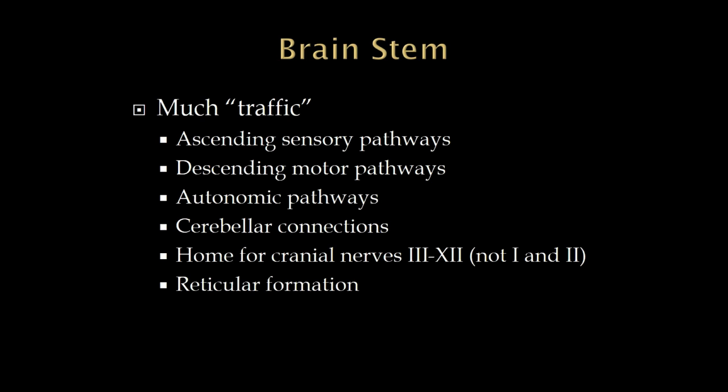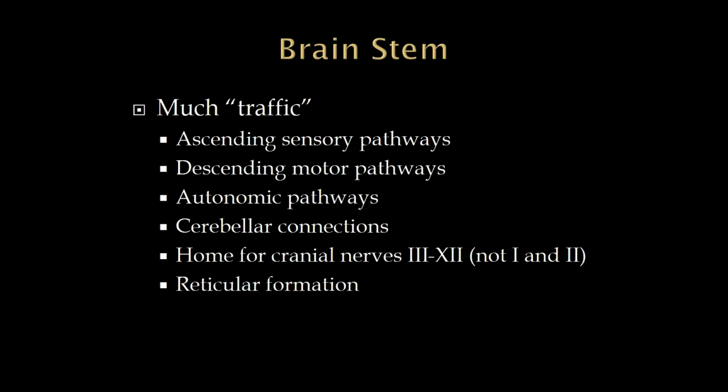So we have sensation from the arms and legs going up to the brain. That has to go through the brainstem. We have descending motor pathways to move your arms and legs. That has to go through the brainstem. Autonomic pathways have to travel through the brainstem. We have these massive connections between the brain and the cerebellum. Those all route through the brainstem. And you've got cranial nerves 3 through 12, which we'll find in specific areas of the brainstem.